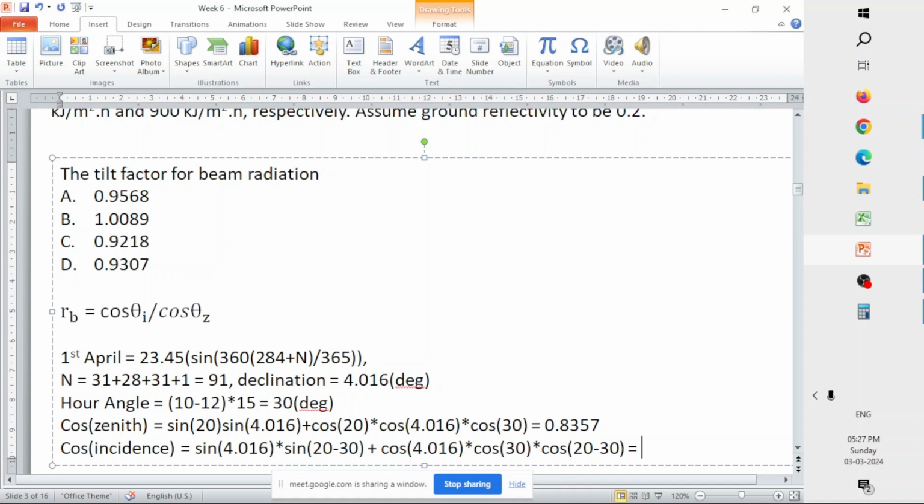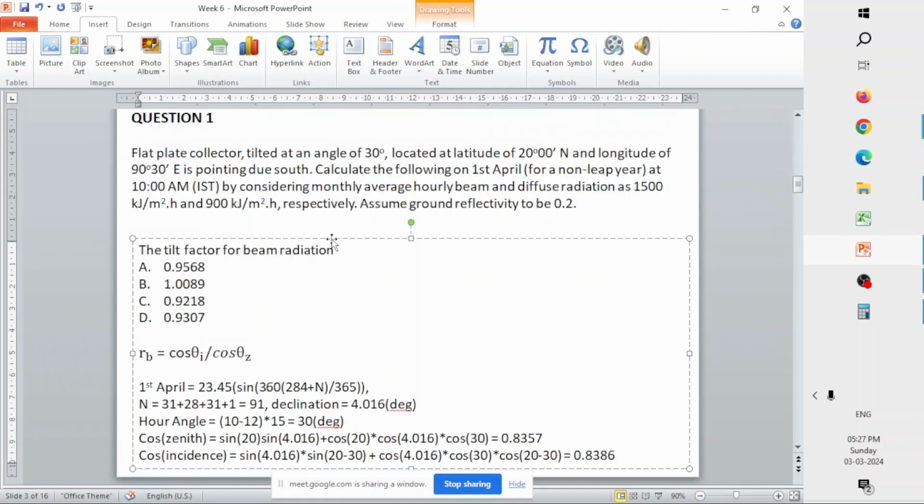So the value is 0.8386. If you divide both, you will be getting your tilt factor for beam radiation. That division I'll leave it to you, because that's just dividing.